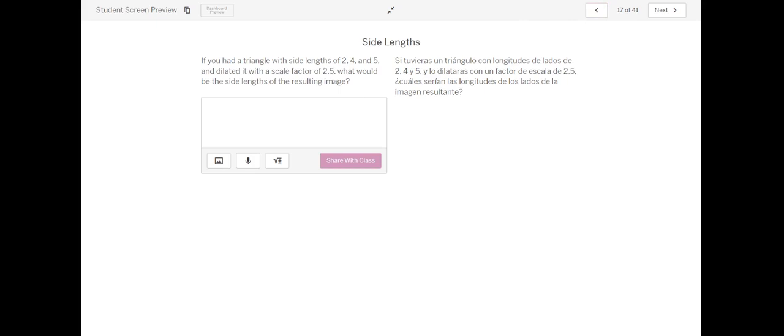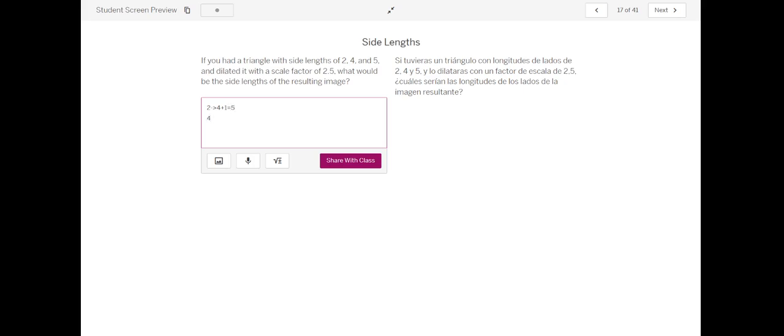Okay, so next one, side lengths. If you had a triangle with side lengths of 2, 4, and 5, and it dilated with a scale factor of 2.5, what would the side lengths of the new image be, the resulting image? Okay, so 2.5 times bigger. So that means double plus half more. So the 2 turns into a 5. So a 4 plus 1, which equals 5.